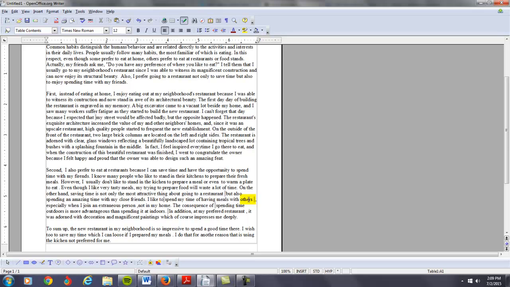I like to spend my time of having meals with others, especially when I join an extraneous person not in my home. See, I don't know what you're trying to say there. I'm just guessing here. I'm going to say sociable. I like to spend my time having meals with others, especially when I join a sociable person not in my home.